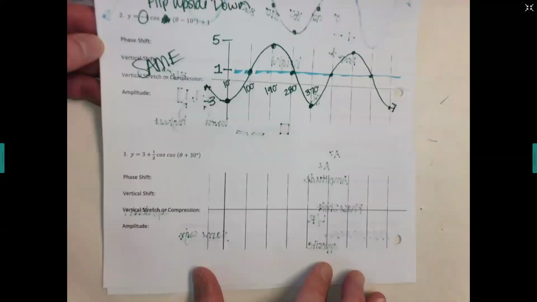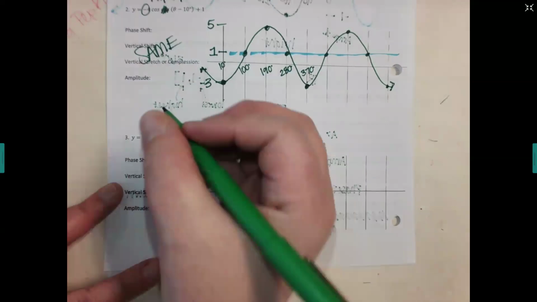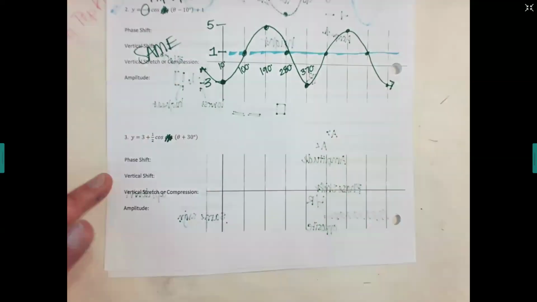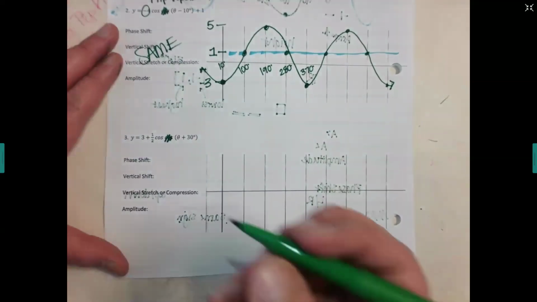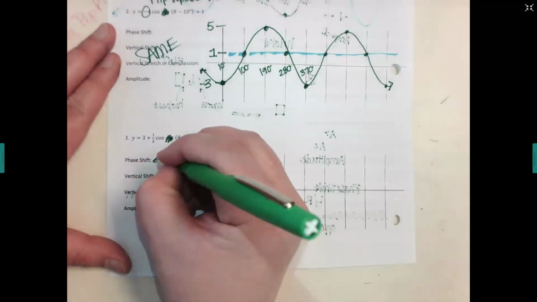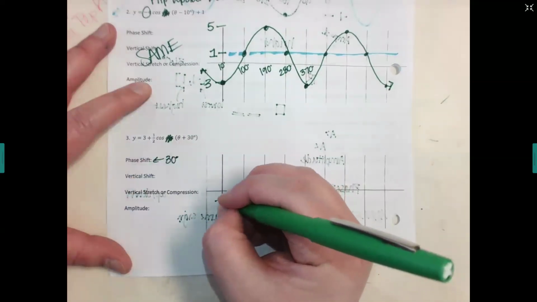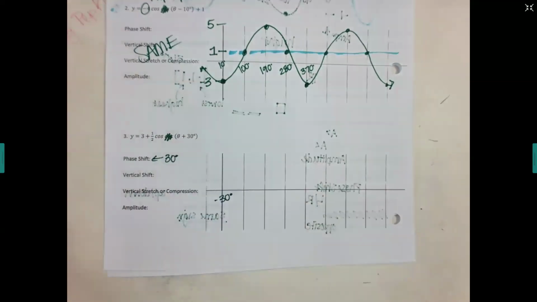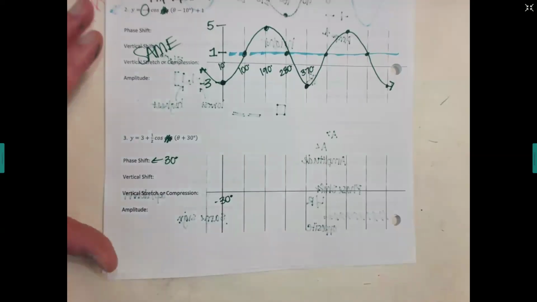Take a look at number 3. First question, I have a plus 30. Which way does that shift my graph? To the left 30, which means my graph's going to start at negative 30 degrees. Now in your calculator, type in negative 30, and then plus 90. What's the next marker?